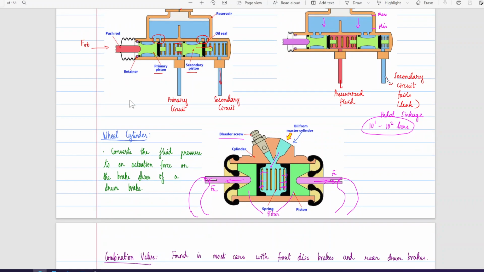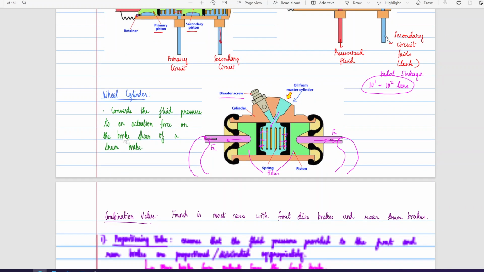Okay, so then the next component is the wheel cylinder. A wheel cylinder is something which takes in the oil coming from the master cylinder and results in outward motion of two pistons. Okay, so these two pistons generate force and push the brake drum. When these are being pushed, it pushes the brake shoe. Okay, the wheel cylinder converts the fluid pressure to an actuation force on the brake shoes of a drum brake. This results in the generation of braking force.